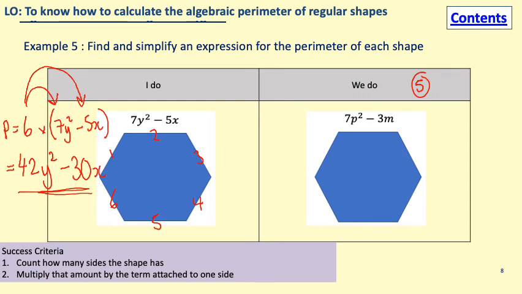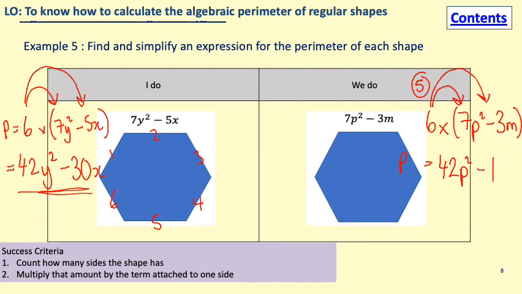Okay, so again we've got a 6-sided shape, so we want 6 lots of this 7p squared minus 3m. So our perimeter is going to have to be, first of all, 6 times by 7p squared. So the 6 times 7 is going to give us 42. And we're still timesing by p squared, we need to remember that. Then next of all, we've got positive 6 times by negative 3. So we're going to get negative 18. And we need to remember that we're still timesing by the m. So there we go.